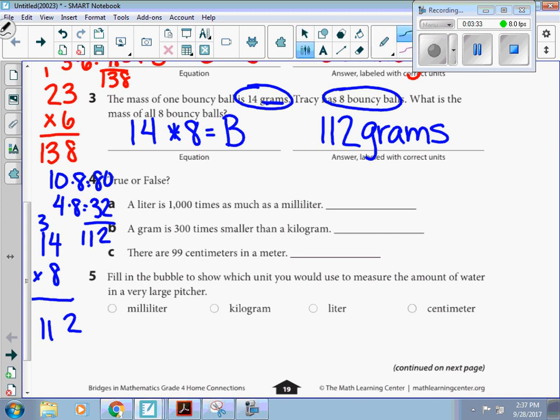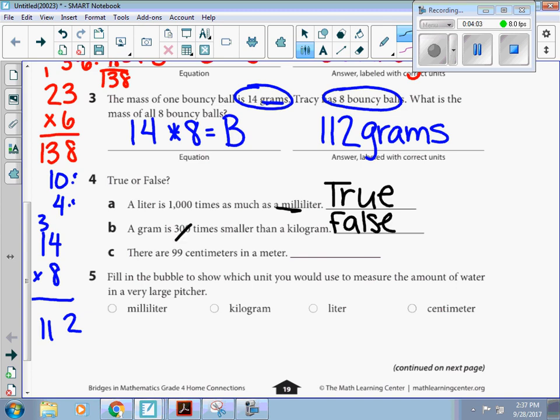Number 4. I'm going to erase some of this so I can make sure I see it. True or false? A liter is 1,000 times as much as a milliliter. We talked about that today in class. That one is true. That prefix milli broke it down to the thousand. Letter B, a gram is 300 times smaller than a kilogram. That is false. And if we wanted to make it true, it is 1,000 times smaller than a kilogram.